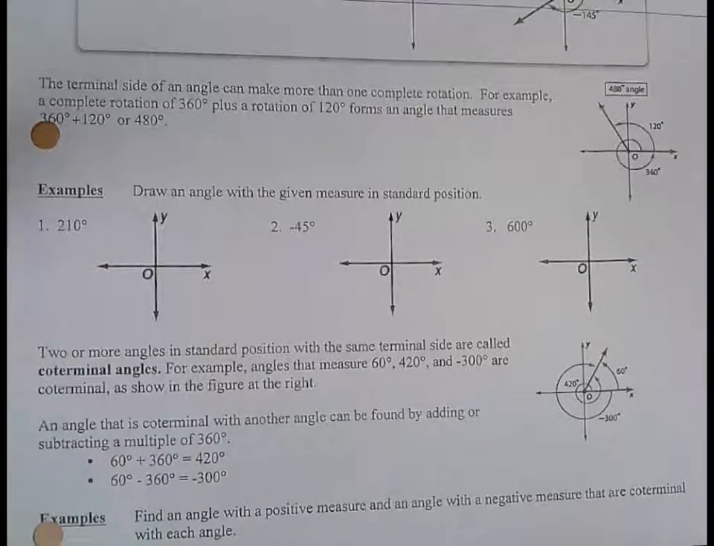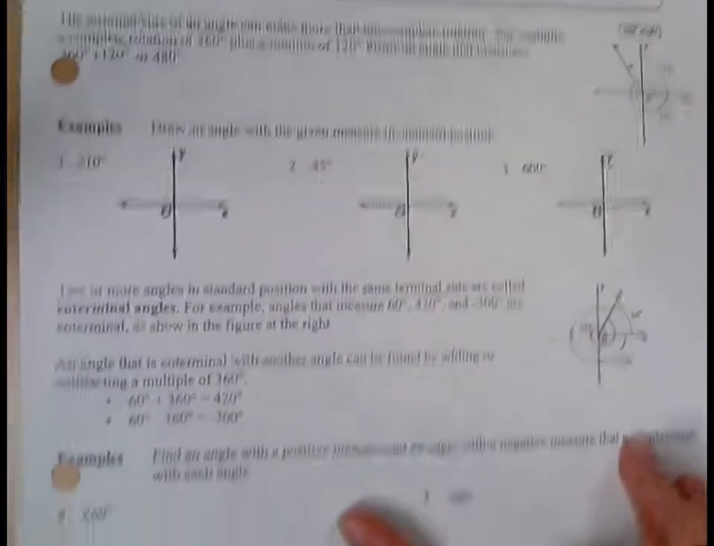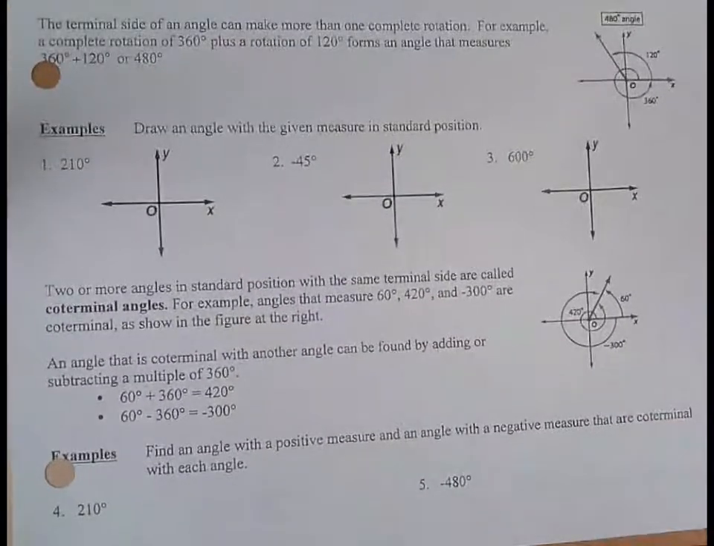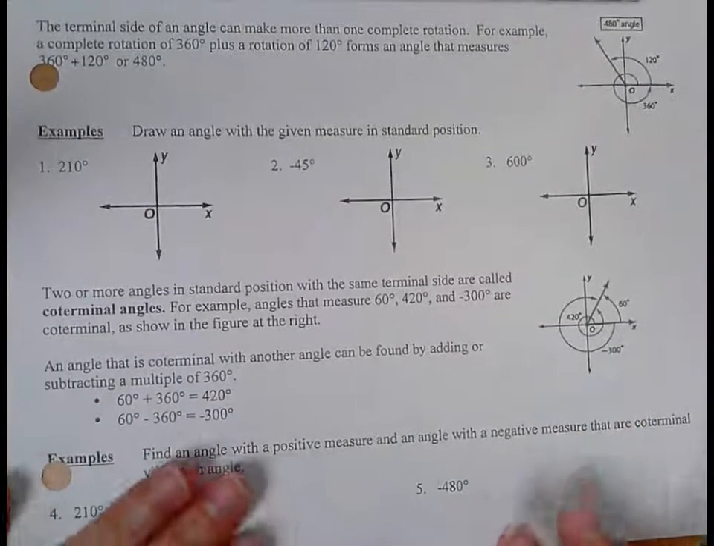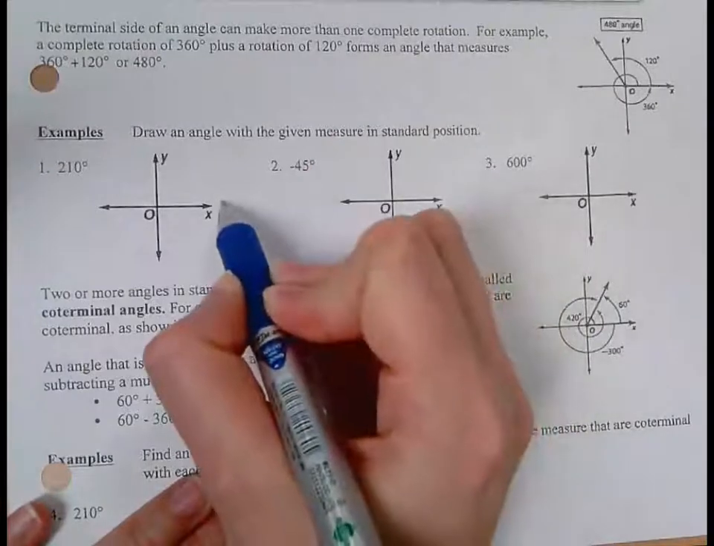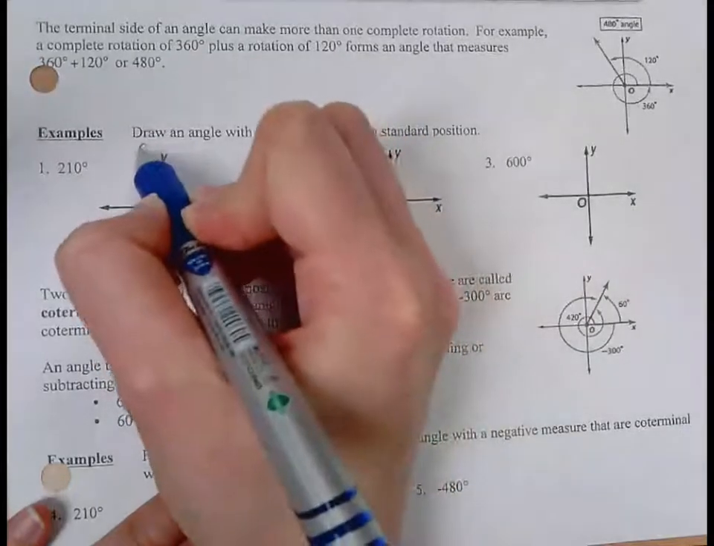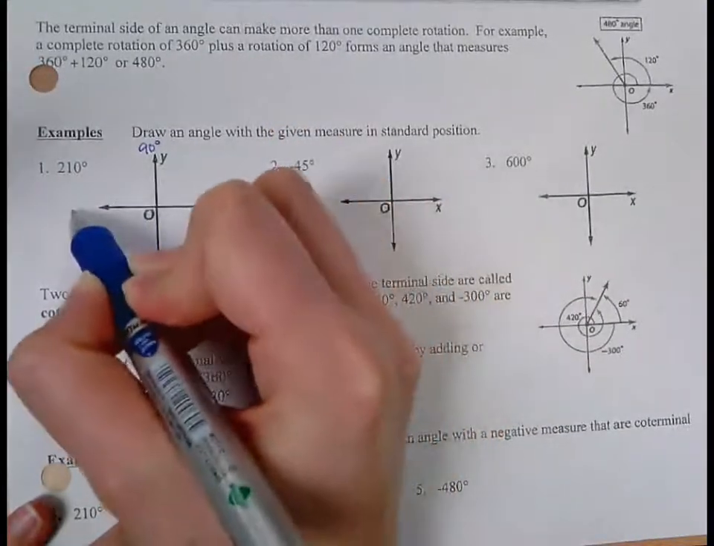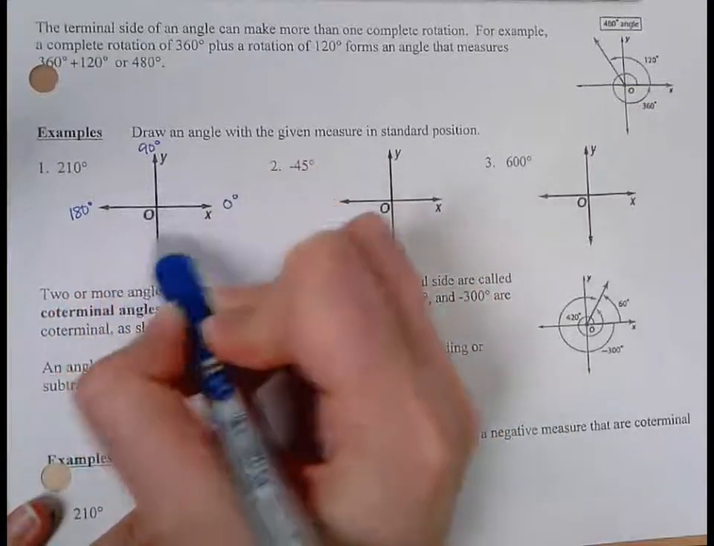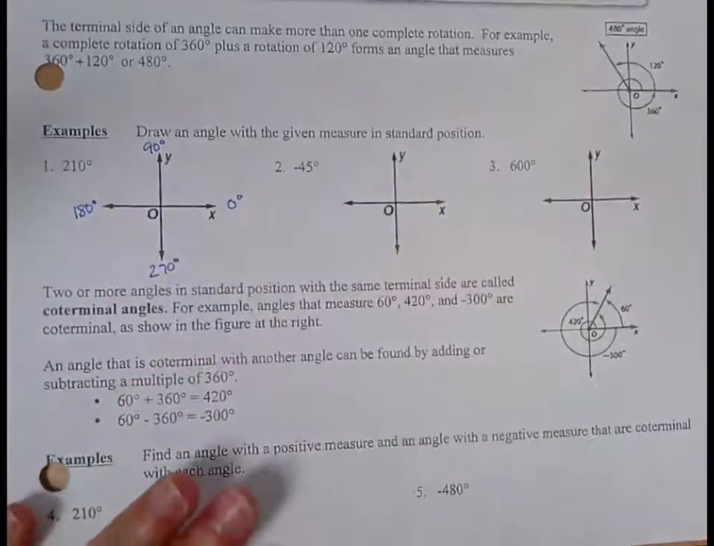All right, so we're going to look at examples 1, 2, and 3, drawing those angle measures in standard position. So example 1 is drawing an angle of measure 210 degrees. So again, if I'm starting at, or my initial position is at 0, if I go a quarter of the way, that's 90. If I go half of the way, that's 180. 3/4 of the way is 270.